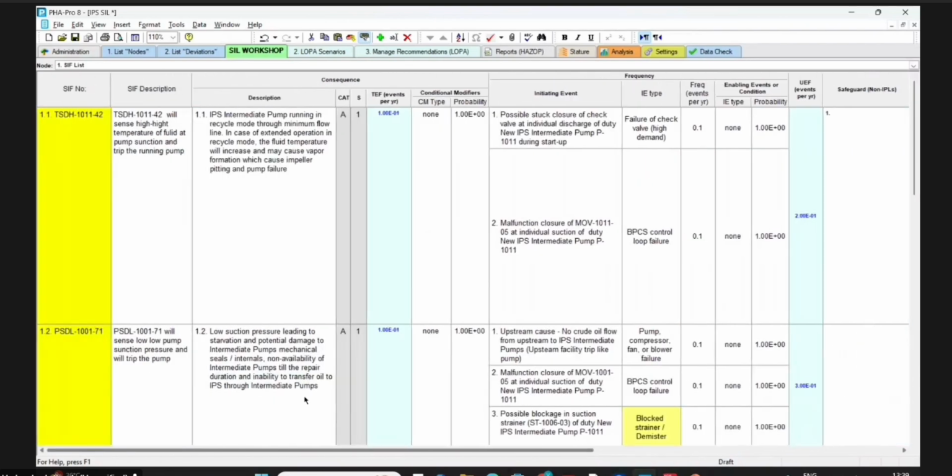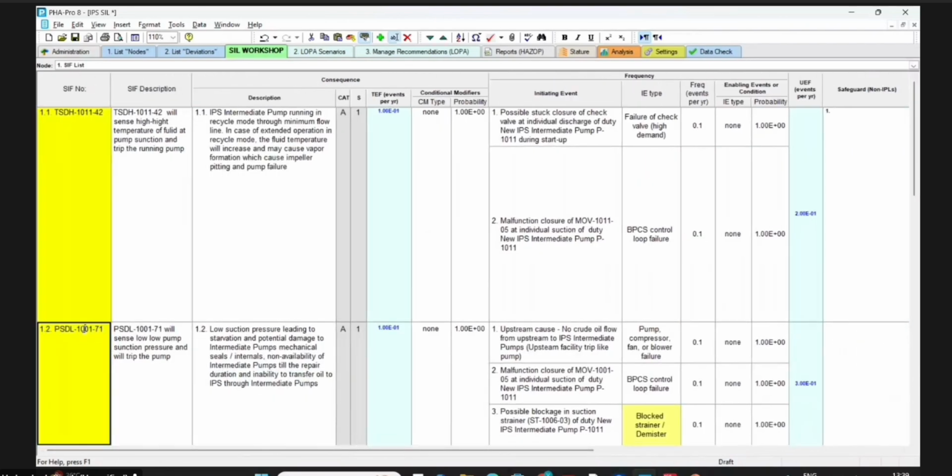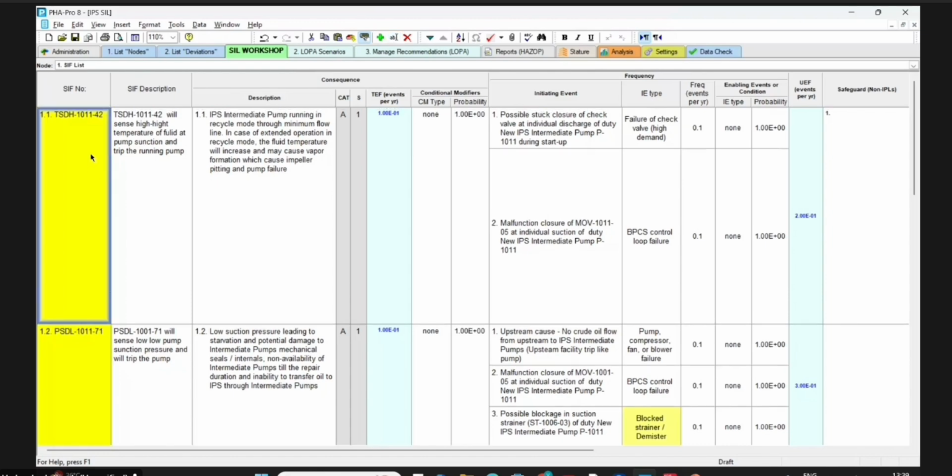So this is okay. Here for PSDL 1011, right? 101171. Correct, Ajal? Okay, but in the TSCDH, the temperature 1001. So above 1. Above. Not 11, not 1101. 1001. But this old number, new number. This is old number. Okay.